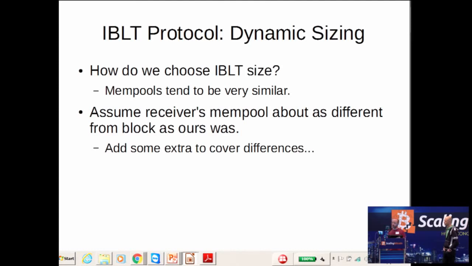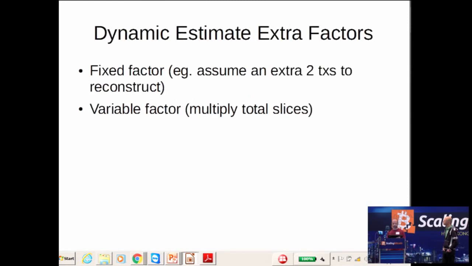So what we do is we go, okay, let's assume that the block is about as similar to the recipient's mempool as it is to our mempool, and then add some extra factors to cover the fact that it might be slightly different. So we have two ways to do extra factors. One is a fixed amount. Let's assume, say, that they're going to have two transactions that they won't have that we had. And the other one is just to have a multiplier.